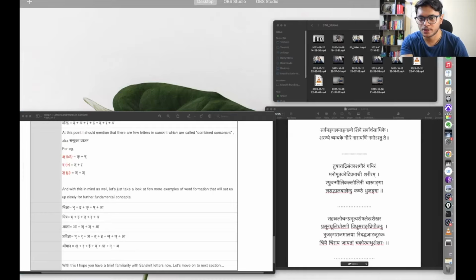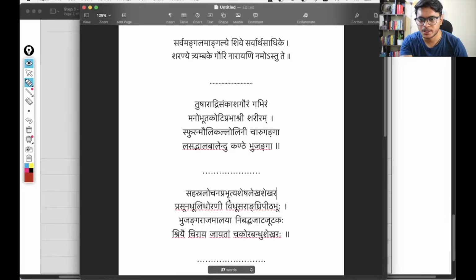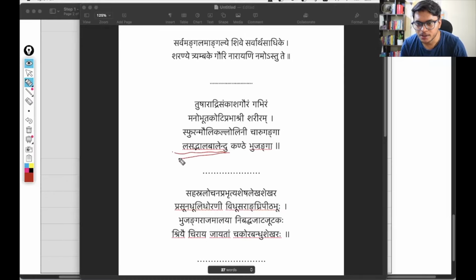But what you saw in that shlok, no? Let me take that shlok. You see this? Lasad bhal balendu. This verse is from the Rudrashtakam shloka. Let's take this word now. Lasad bhal. You have this word.